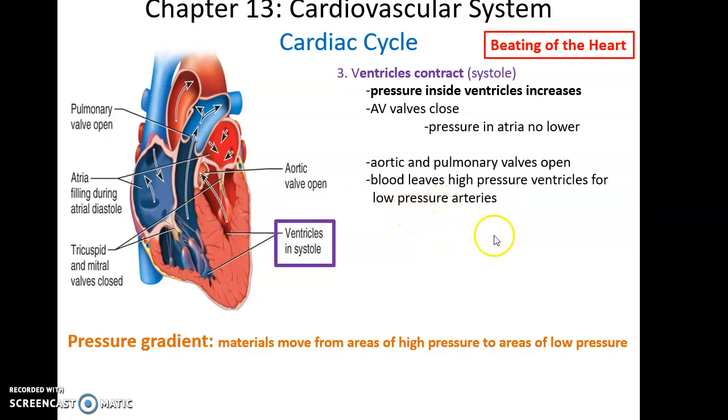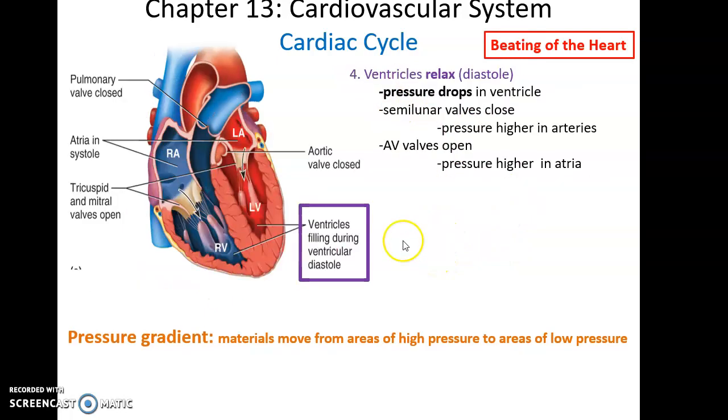So the atria are no longer an option, so the blood ends up rushing into the veins, either the pulmonary trunk or the aorta. Again, high pressure in the ventricles, low pressure in the veins, going from high pressure to low pressure. And that, of course, is the ventricular systole.